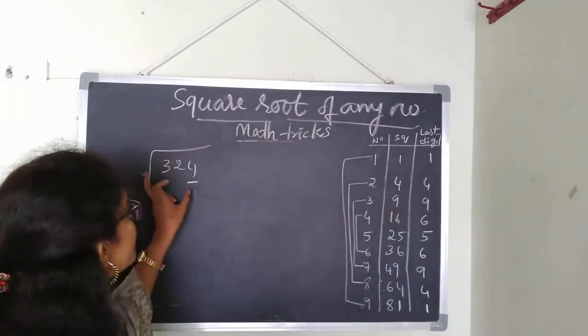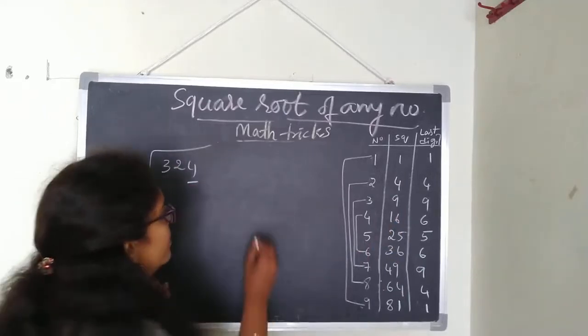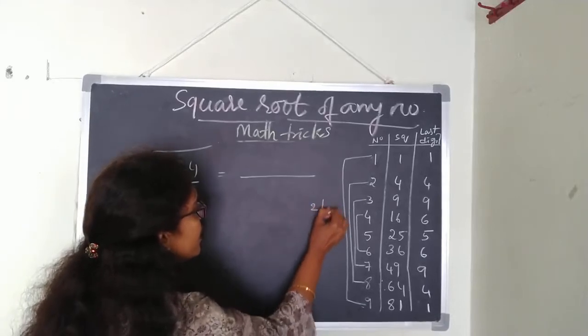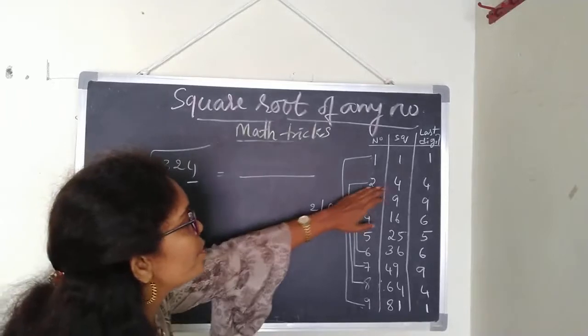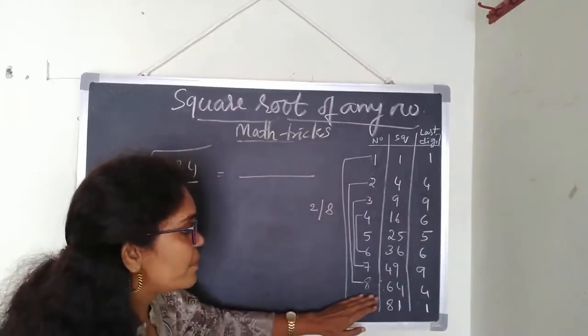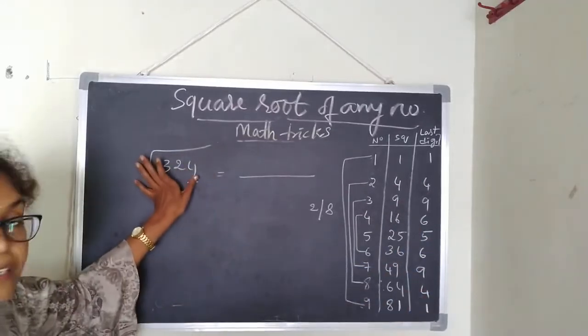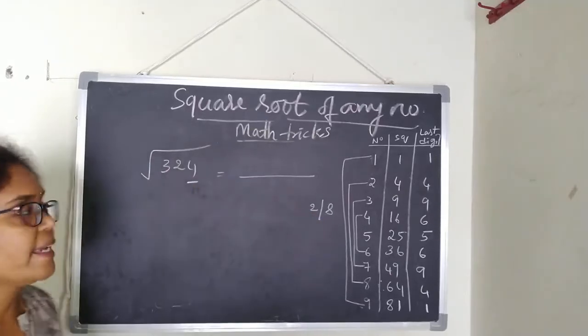So the last digit of the square root value must be either 2 or 8. What could be the answer? We don't know, that's why we take either 2 or 8 as the last digit. Because the square of 2 has the last digit 4, and the square of 8 also has the last digit 4. That's why the last digit of the square root must be either 2 or 8.